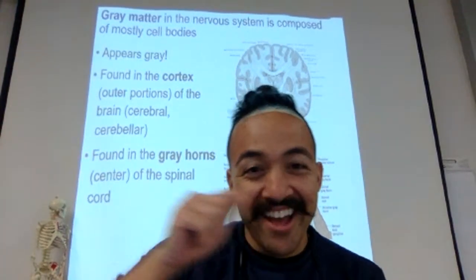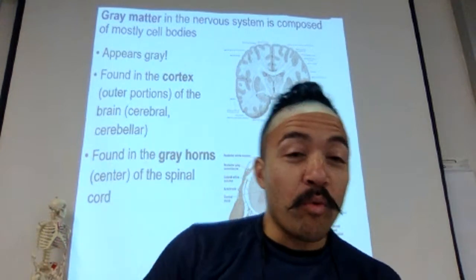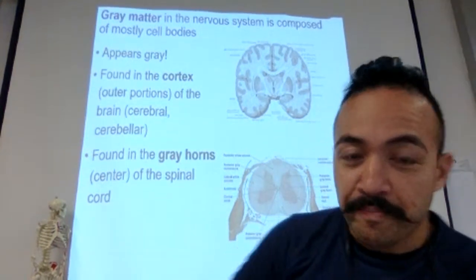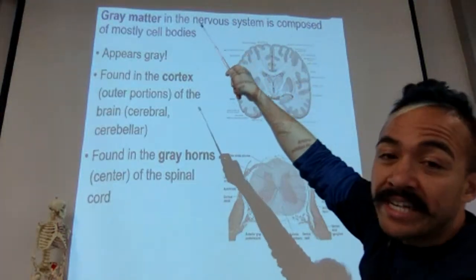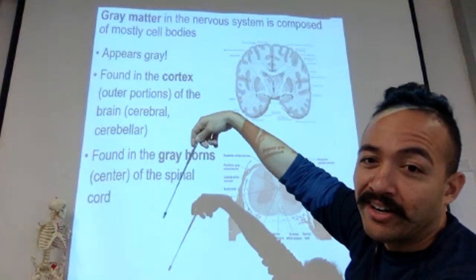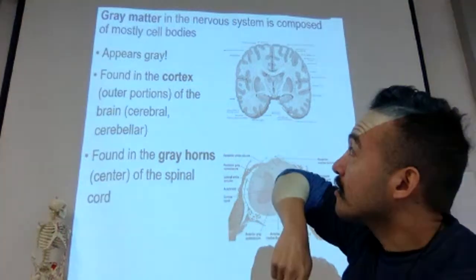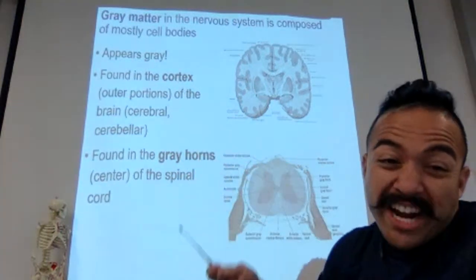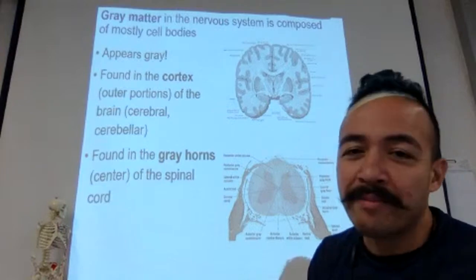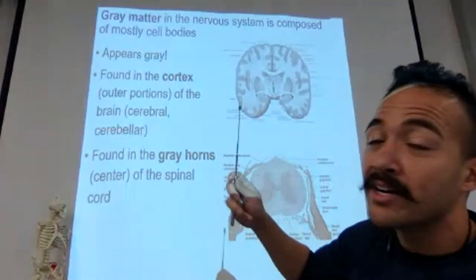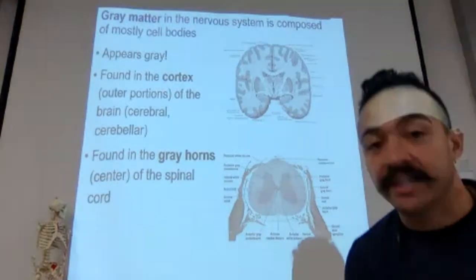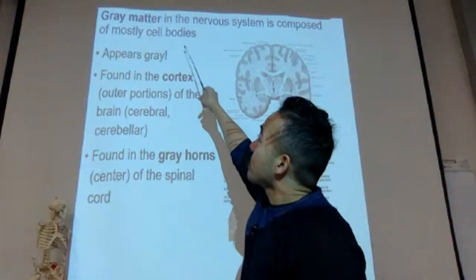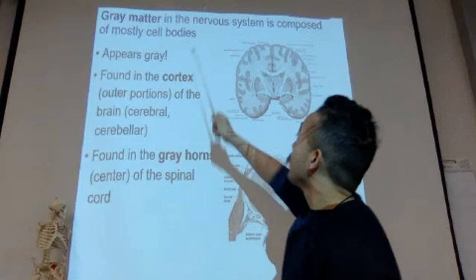Okay. When we look at nervous tissue, brain or spinal cord, we can divide it up into gray matter and white matter. Gray matter is grayer. I mean, it's not perfectly gray, and white matter is not perfectly white either. But gray matter appears darker because this is where you find a cluster of cell bodies. Gray matter is where you find mostly cell bodies.